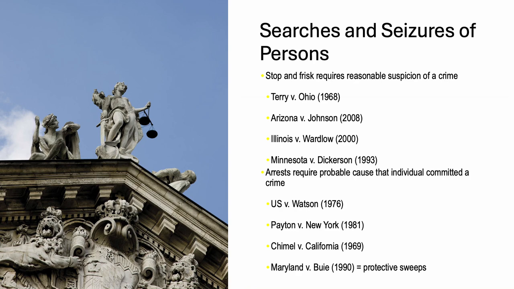Now, another case, again, I'm going to skip down a little bit, but it's Payton versus New York. And that is really about requiring police to secure a warrant for a felony arrest in a private home unless extenuating circumstances are present. And I'm going to talk about extenuating circumstances here very quickly.